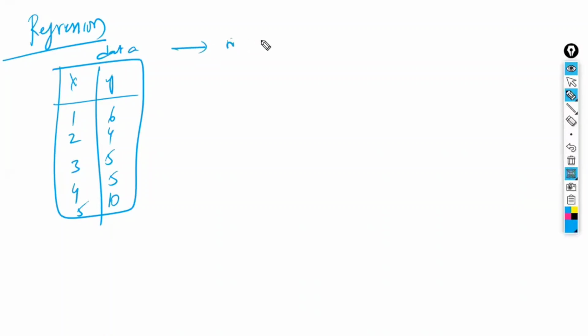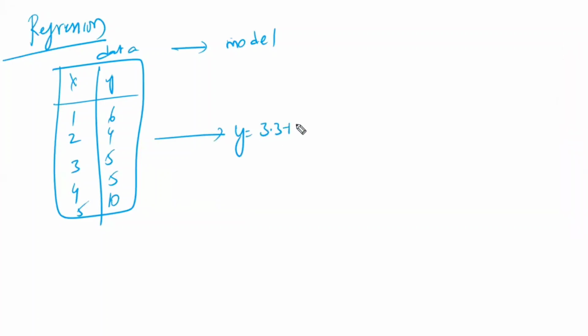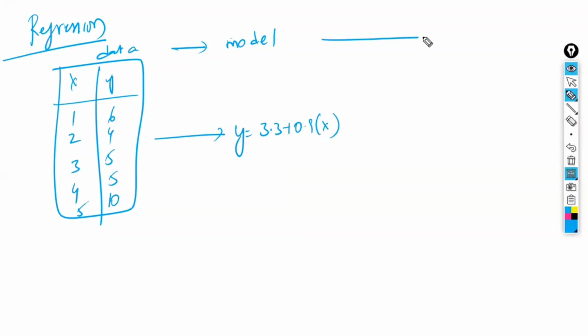Whatever the model is there, what is the model? Y is equal to 3.3 plus 0.9 into x. This is called the model. Now using the model, you have done the prediction. So what is the predicted y hat? What are the predicted y hat values? 4.2, 5.1, 6, 6.9, 7.8. So you have the predicted values like this. So data is ready, model is ready, prediction values are ready.